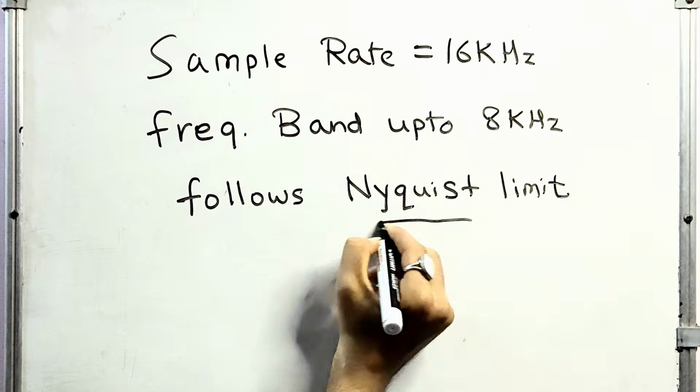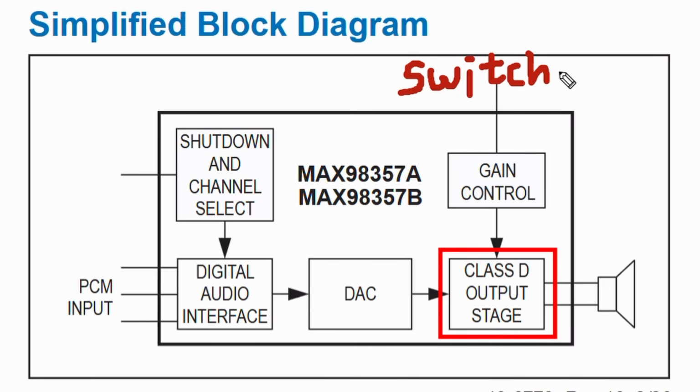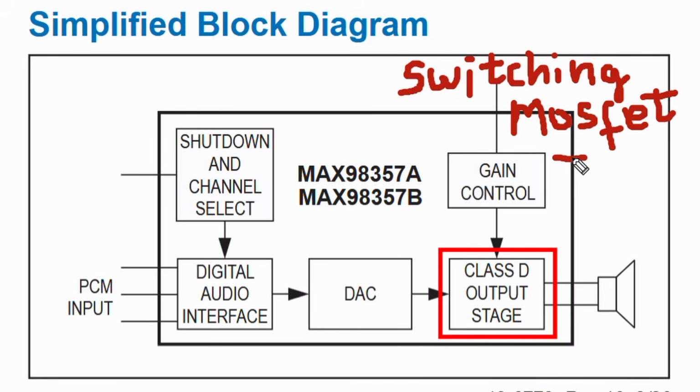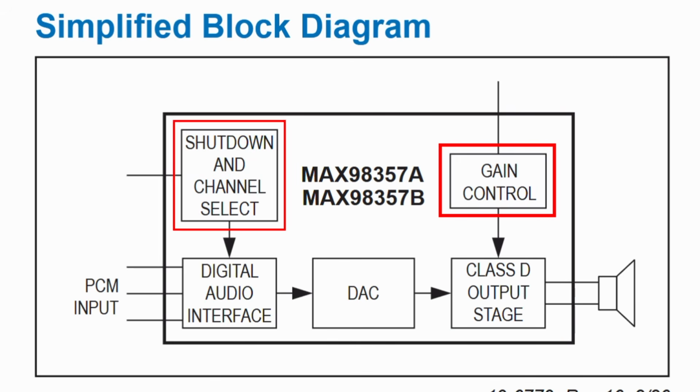After the DAC, the signal is fed into a Class D amplifier, which uses high-speed switching of MOSFETs to efficiently drive the speaker. There's also a gain control block to set the output level, and a shutdown and channel select block to enable, disable, or configure the device.